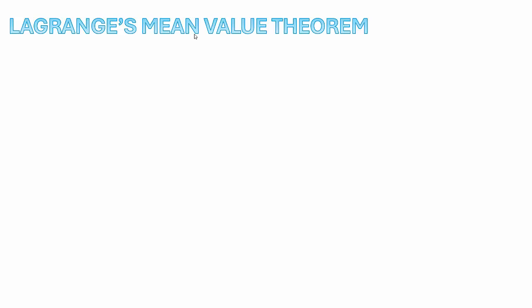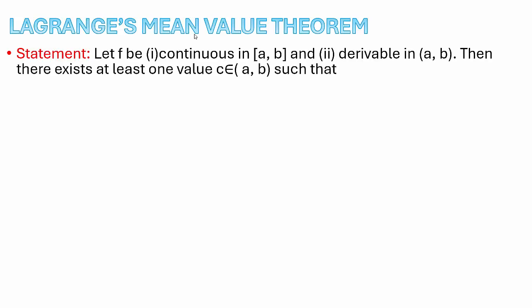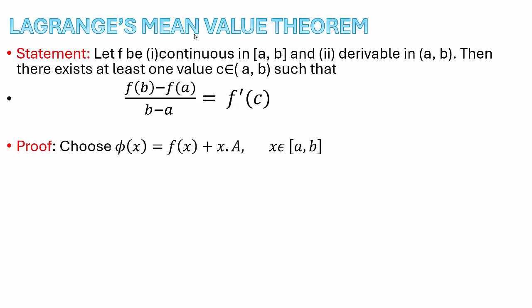What is Lagrange's mean value theorem? The statement of Lagrange's mean value theorem is like this. Let f be a continuous function in closed interval [a, b] and derivable in open interval (a, b). Then there exists at least one point c in (a, b) such that (f(b) minus f(a)) divided by (b minus a) is equal to f dash c. This is the statement of Lagrange's mean value theorem.